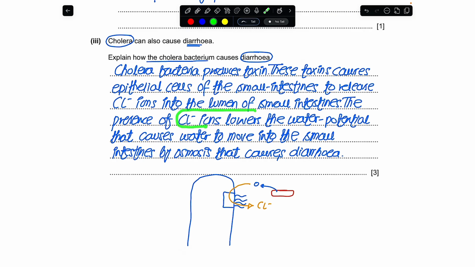Due to the accumulation of the chloride ions, there would be a decrease in the water potential in the intestinal lumen, and this would cause water to move out of the cells lining the small intestine by osmosis. This would lead to the development of diarrhea in the individuals suffering from an infestation by the cholera bacteria.